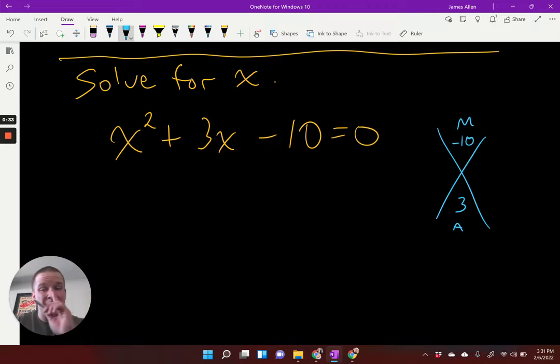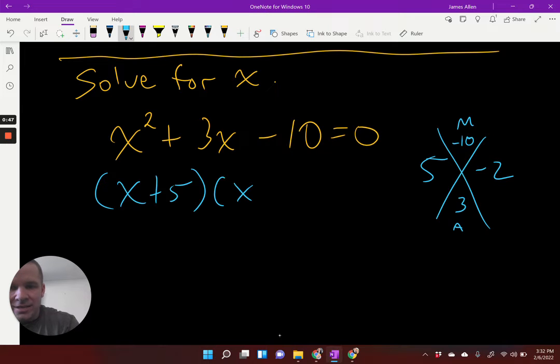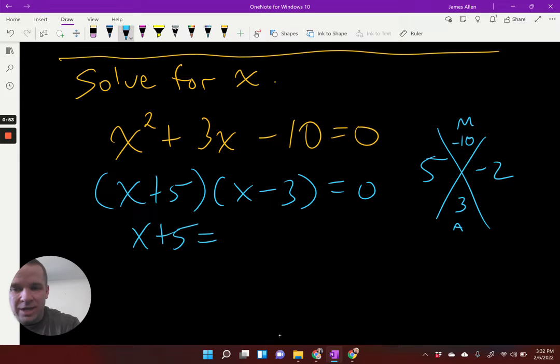Well, that's going to need to be a positive and a negative number because that's a -10. So I'd have 5 and -2 would do that. 5 times -2 is -10. 5 plus -2 is going to give me 3. So now what I have here is x plus 5 and x minus 2 equals 0. I can set these two factors equal to 0 to solve. So x plus 5 equals 0 and x minus 2 equals 0.